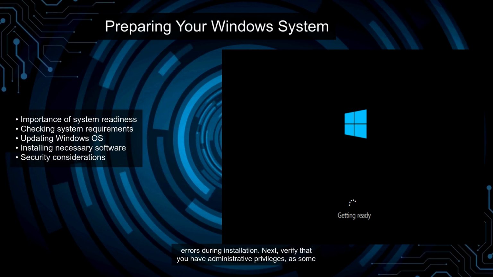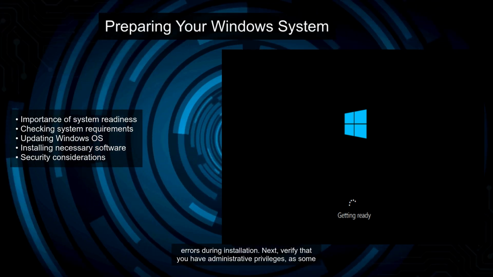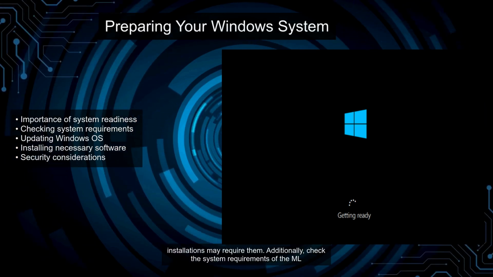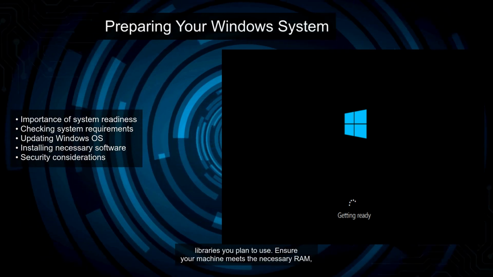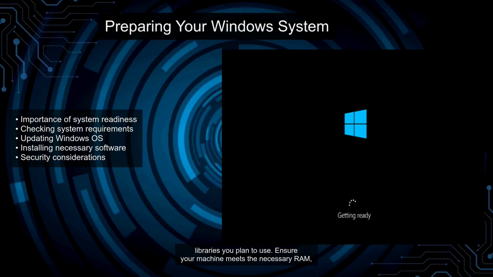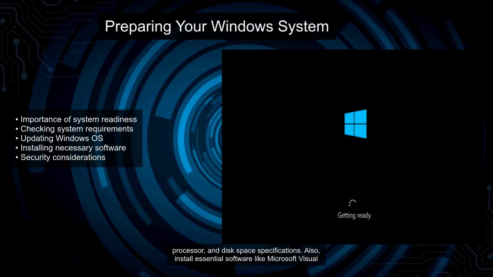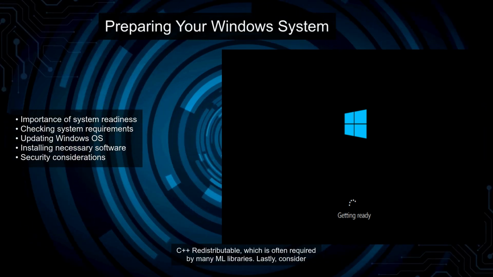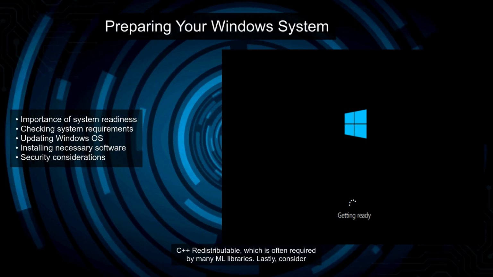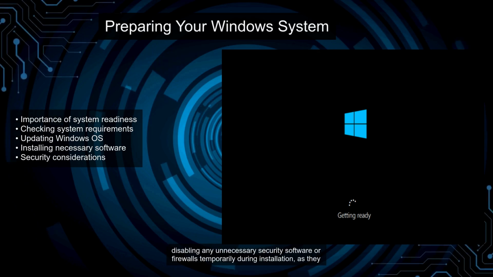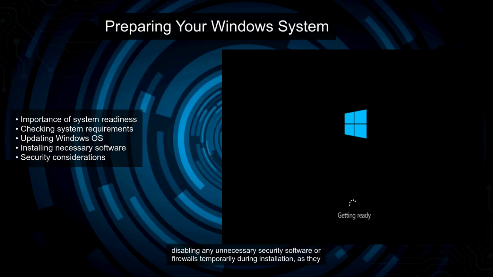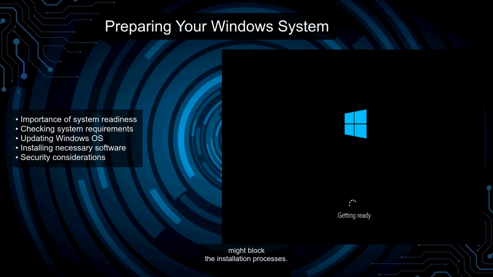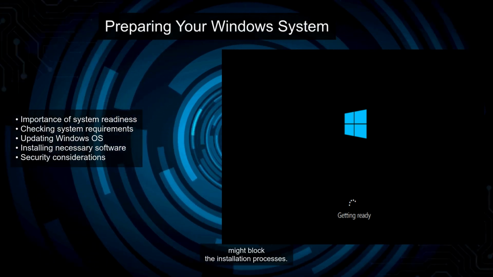Next, verify that you have administrative privileges, as some installations may require them. Additionally, check the system requirements of the ML libraries you plan to use. Ensure your machine meets the necessary RAM, processor, and disk space specifications. Also, install essential software like Microsoft Visual C++ Redistributable, which is often required by many ML libraries. Lastly, consider disabling any unnecessary security software or firewalls temporarily during installation, as they might block the installation processes.